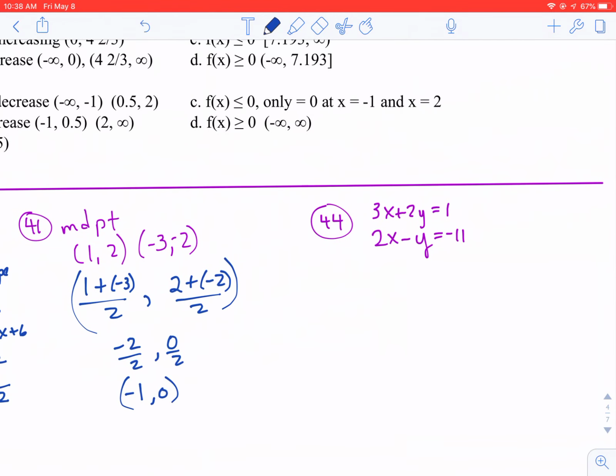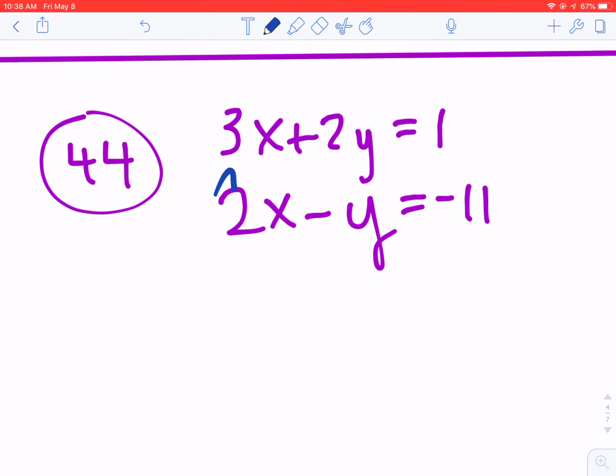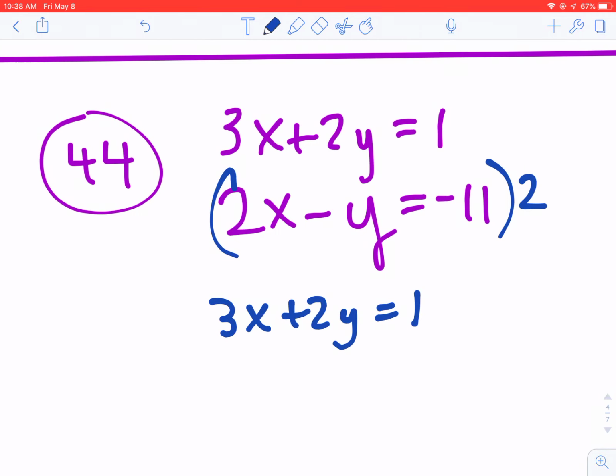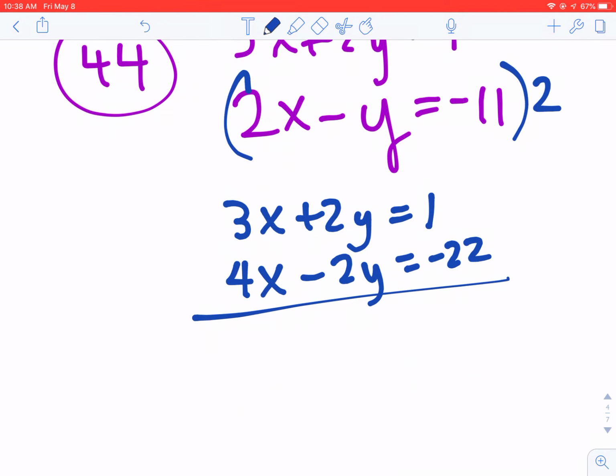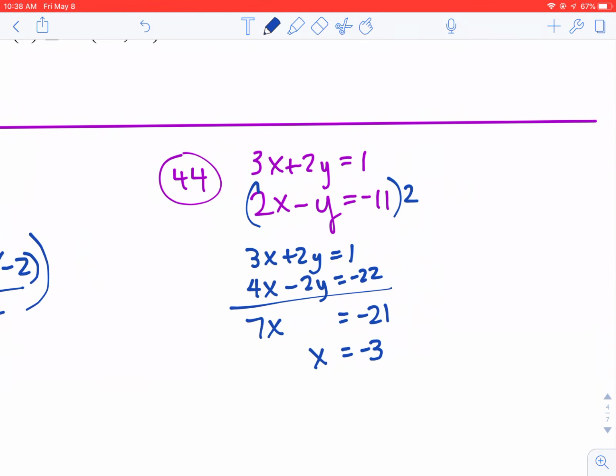Alright, what was I supposed to do here? Oh, solve them probably. Okay, I'm going to solve this by elimination. I'm going to multiply this by 2 to get rid of the y's. So 3x plus 2y equals 1. And then 4x minus 2y equals negative 22. So add them together, 7x equals negative 21, divide by 7, x equals negative 3. Make sure you go back and solve for y.